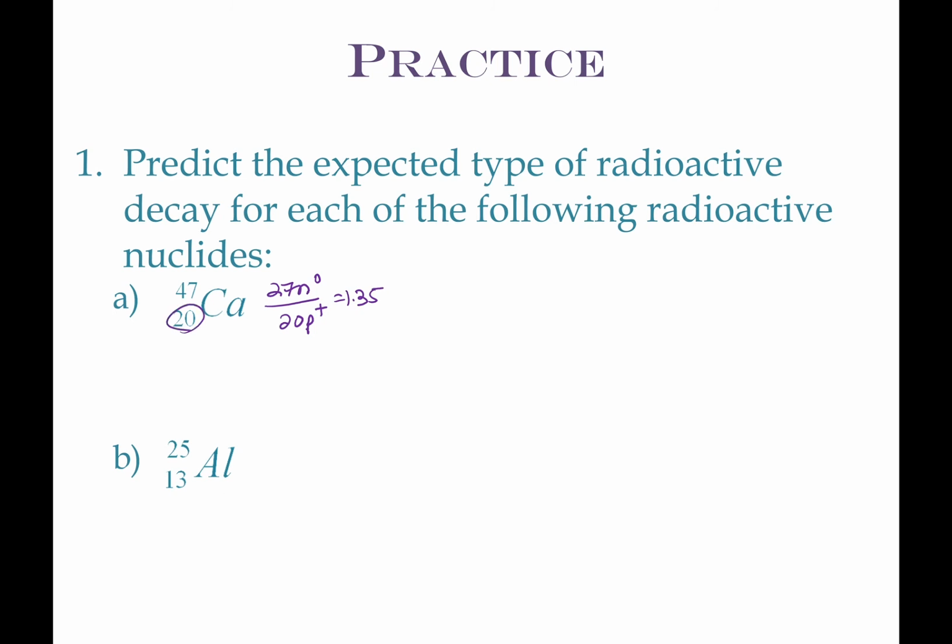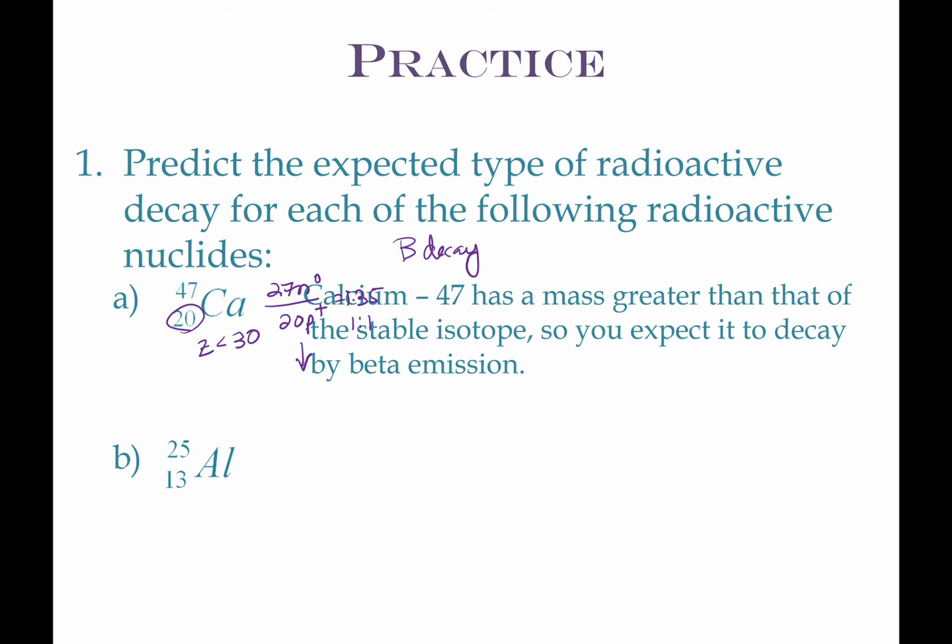Calcium is less than 30, Z is less than 30, so this should be closer to 1.1-to-1. So we want this ratio to go down, and the only way to do that is beta decay. So beta emission is going to bring that ratio down, closer to the more stable isotopes. So you're going to expect it to go through beta decay.